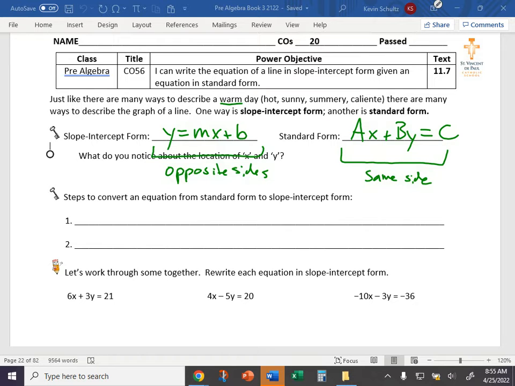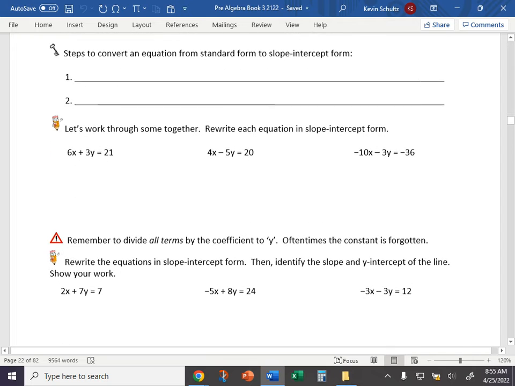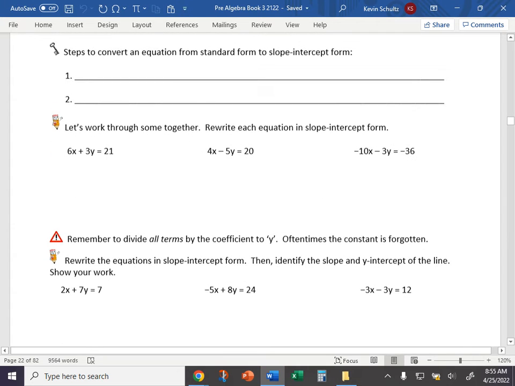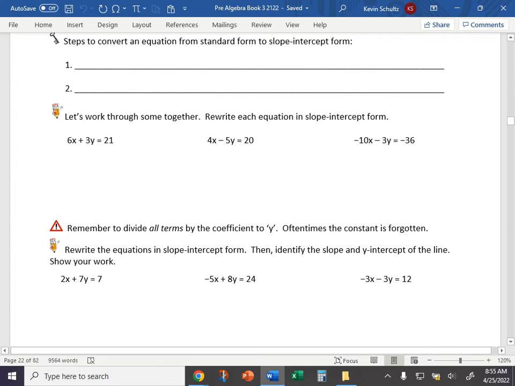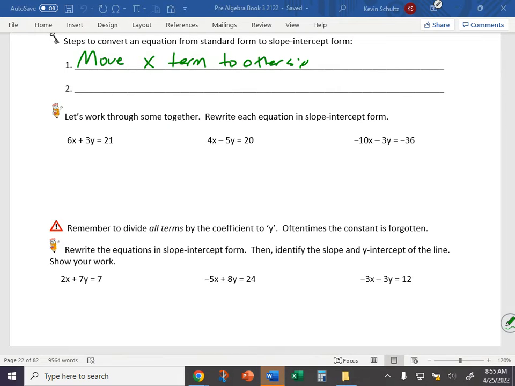I'm going to scroll down so we can write the steps and do some examples with the steps visible. The steps to convert an equation from standard form to slope-intercept form. Step number 1, move the x term over. Move the x term to the other side using opposite operations. Okay? Move x term to other side using opposite operations.